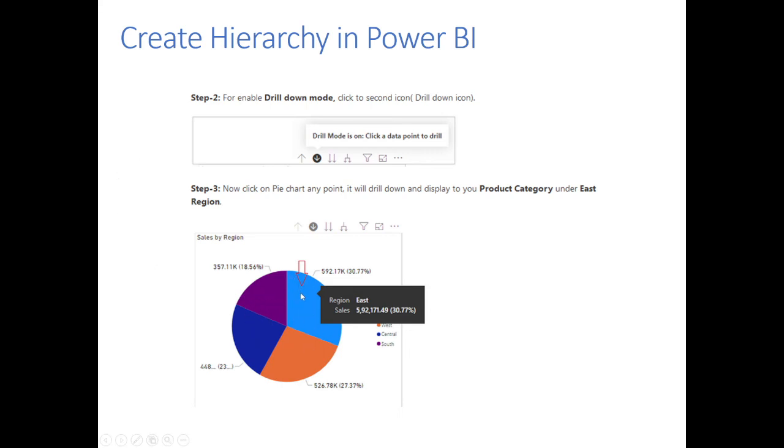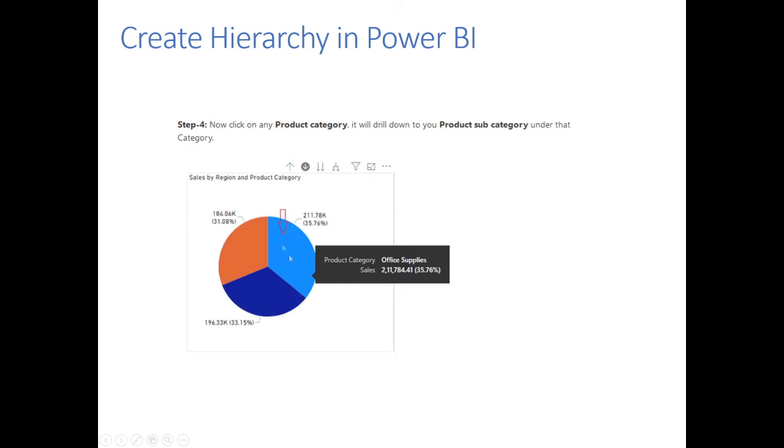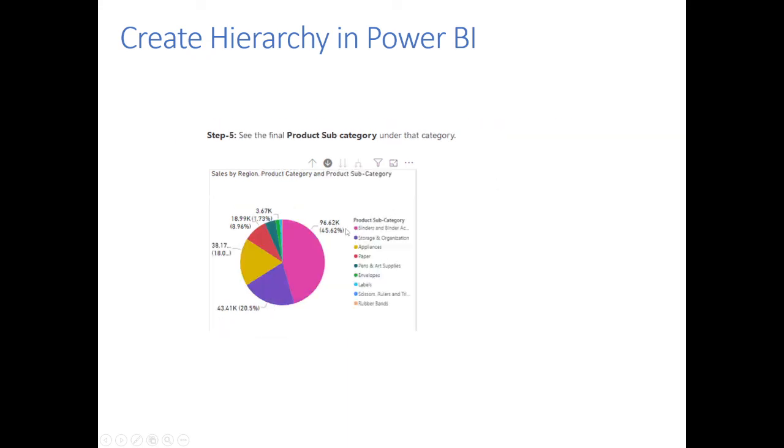So let's say for example, with this enabled, we are in drill mode on. Once we click on this, it will show the pie chart of product category for that particular region, which is the East region. So it will drill down. Then the same, if you click again on this, it will now show the product subcategory for that particular region.